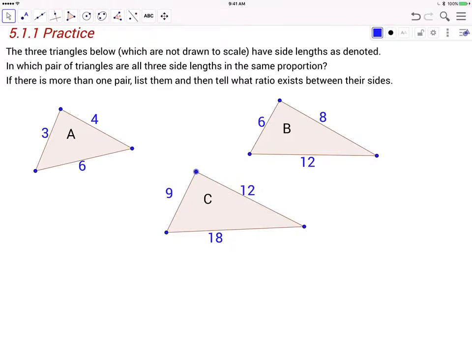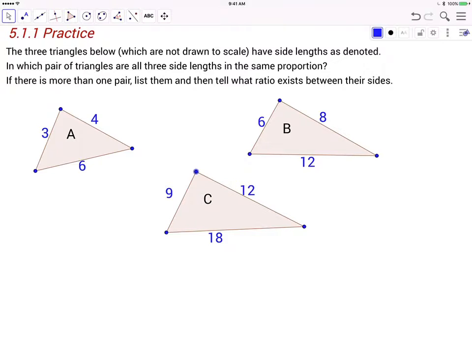Okay, here's a practice problem for 5.1.1. The three triangles below, which are not drawn to scale, so I want to be clear here, have side lengths as denoted. In which pair of triangles are all three side lengths in the same proportion?